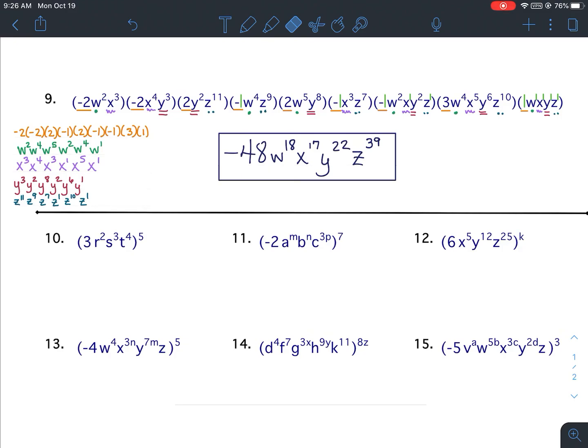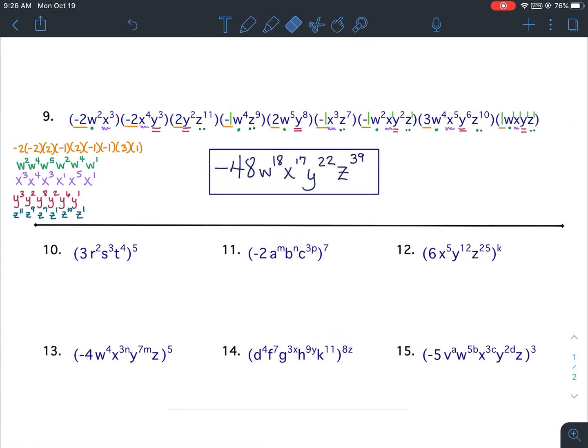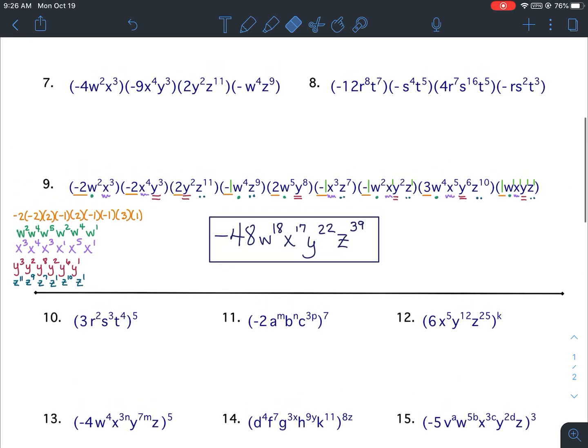That is how you do 1 through 9. Now, obviously, that's the one that took the most work and the most time consuming. So that was the hardest one to do, but that's what you should be doing for 1 through 8. Organize all your information off to the side, and then multiply the coefficients, add your exponents.